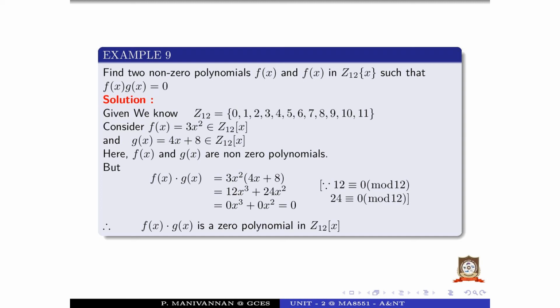Then another example. Find two non-zero polynomials f of x and g of x in Z12 of x such that the product is 0. What is the condition for Z12?